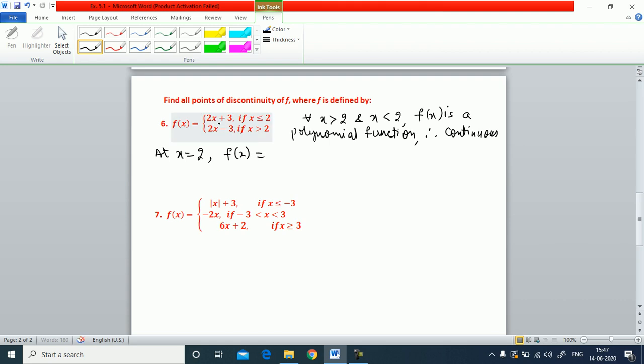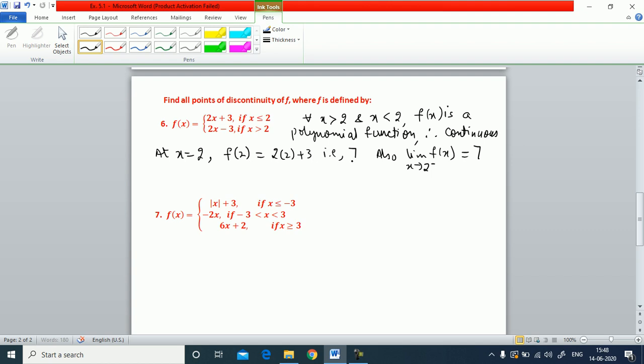See, when x is 2, we need to use this definition of the function. It will be twice of 2 plus 3, that is 2 into 2, 4 plus 3, that is 7. You will see the left hand limit will also come out to be same. Okay, we can write also limit x tending to 2 from the left f(x) will be equal to 7, because for x less than 2 also we have to use the same definition. So we simply replace x by 2, it comes out to be 7.